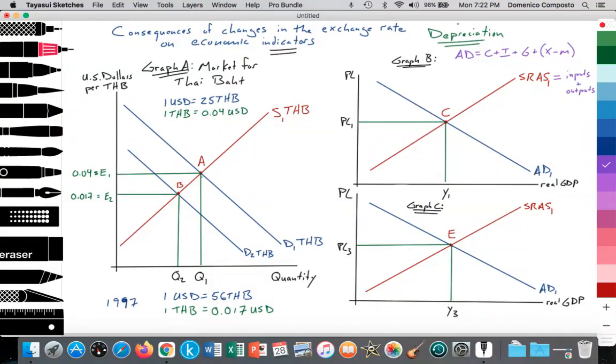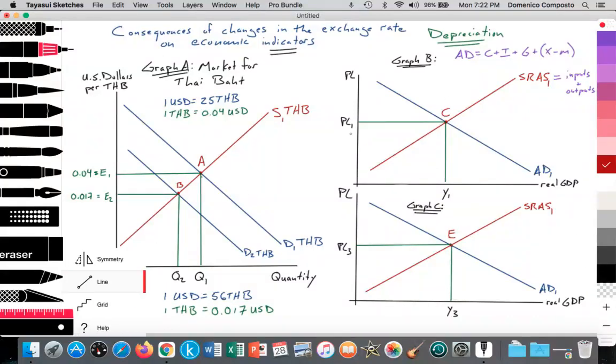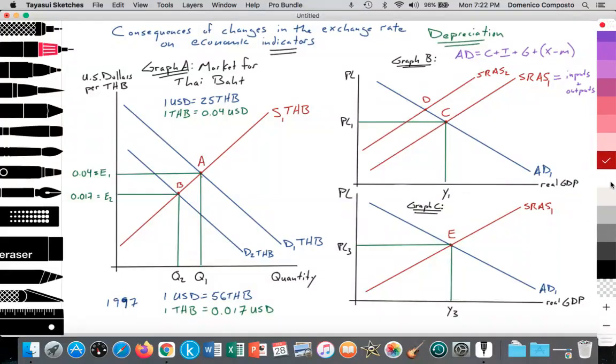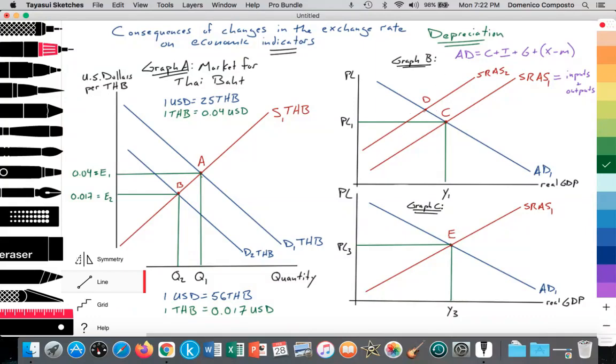So if you have a weaker currency that depreciates, the cost of buying those imported inputs and outputs rises. And what does that mean? It will lead to cost push inflation. So the SRAS curve will shift inwards, all right, from SRAS 1 to SRAS 2. We're going from point C to point D in this case. This is also called imported inflation. You can refer to this type of cost push inflation as imported inflation.